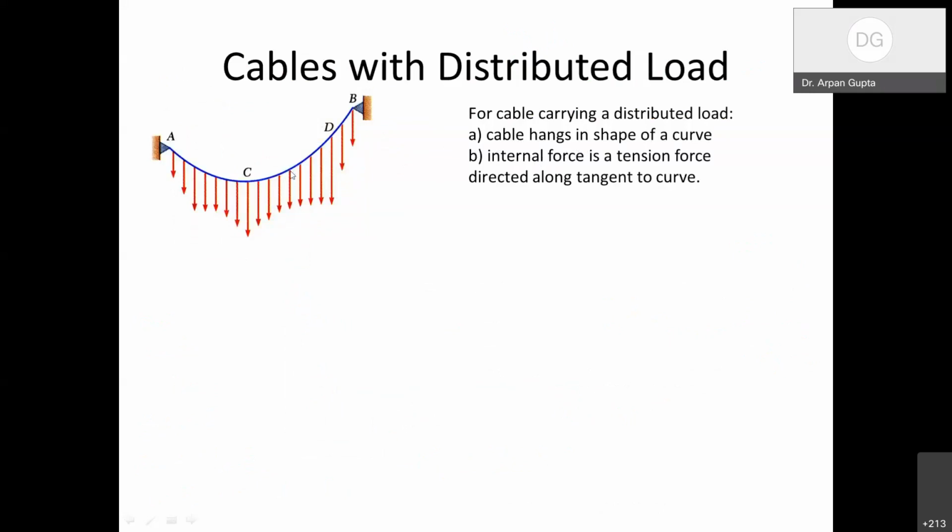And again, if I consider a small part of it, the tension force will always be along the cable. So the internal tension force will always be along the small part of the cable.